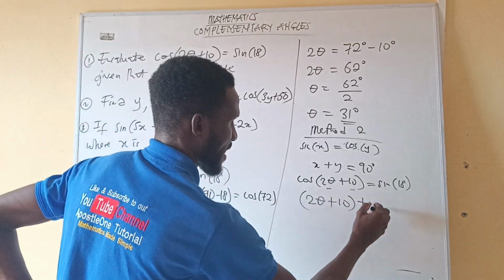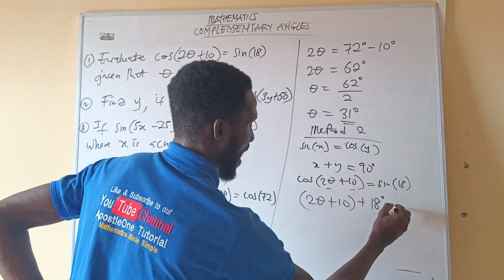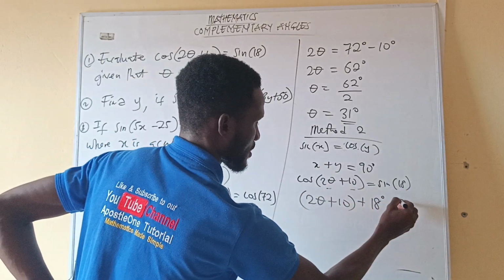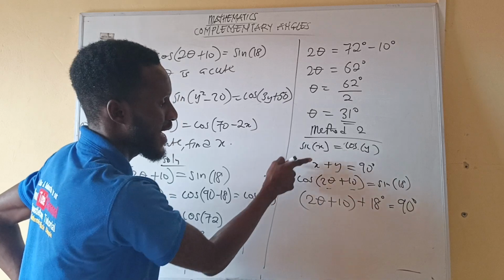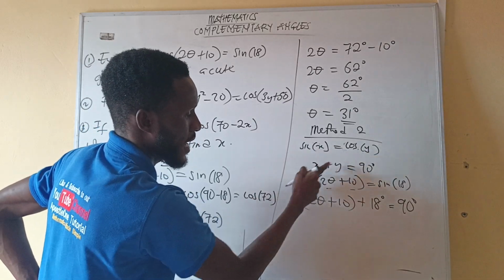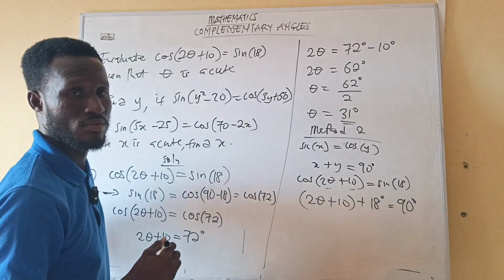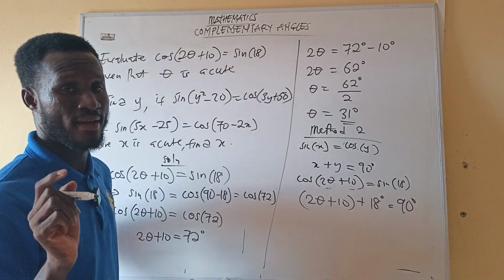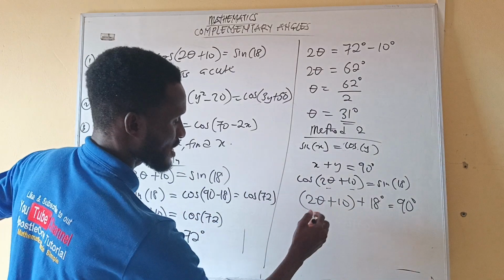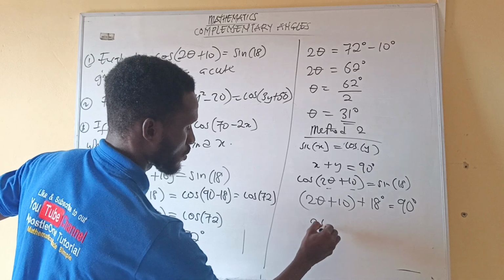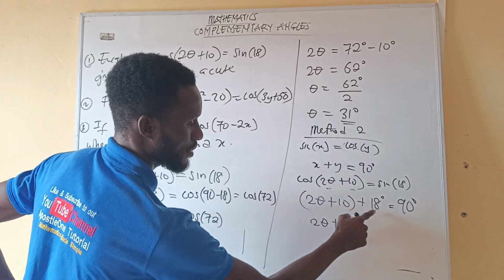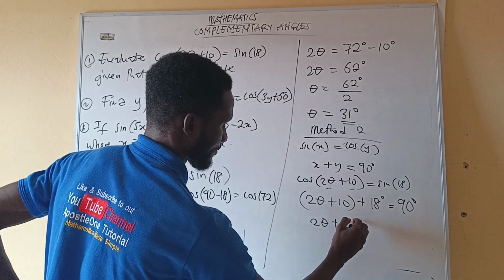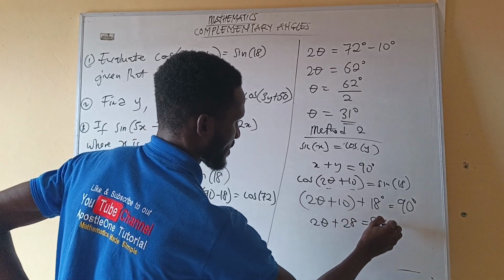So the angle of the sine is 18. When you add the angle of the cosine and the angle of the sine, it's supposed to give us 90 degrees. So I want to use this approach. So I'm not going to change any of them to sine or what? No. Now at this point, I can say that 2 theta plus 10 plus 18 will give us 28. It's equal to 90 degrees.